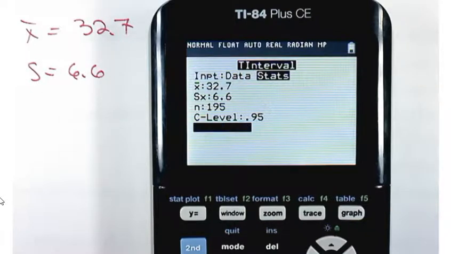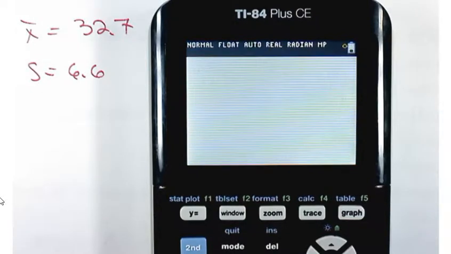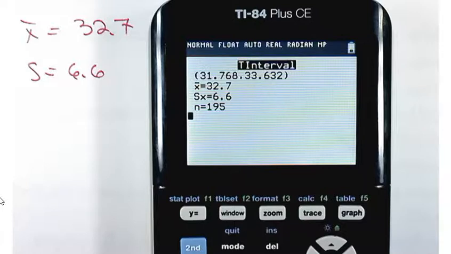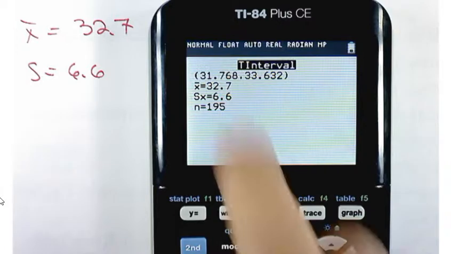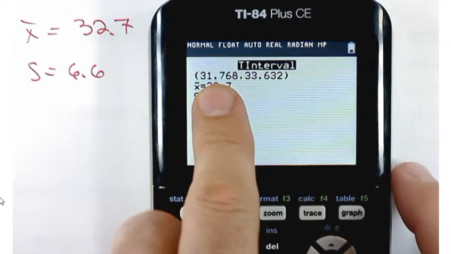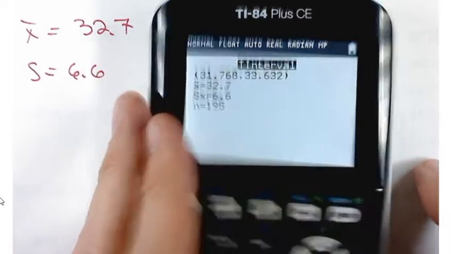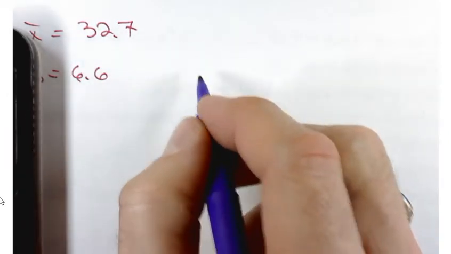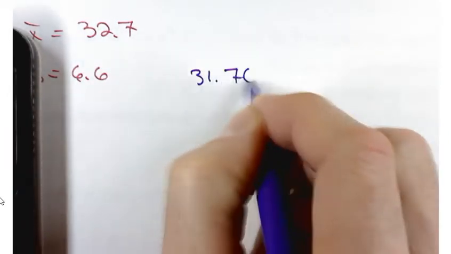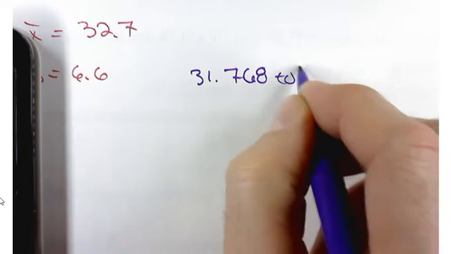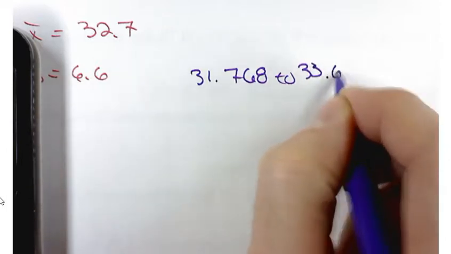When you get all this entered, press the enter key and it should just do all the work for you. It's going to find alpha, it's going to find the t value for the appropriate degrees of freedom. It's going to do x bar minus E and x bar plus E, and give you all that wrapped up into one nice, neat little confidence interval. So our confidence interval is 31.768 to 33.632.